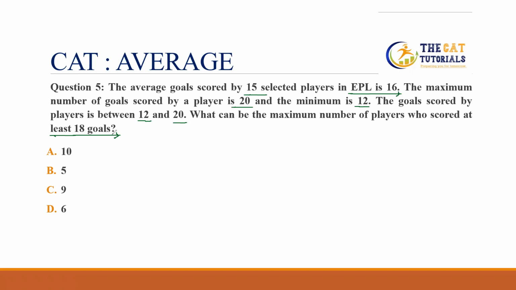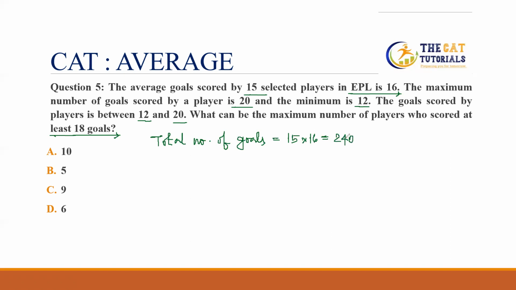The question says the average goals scored by 15 selected players is 16. So can we calculate the total number of goals? Total number of goals equals 15 into 16, that is equal to 240.